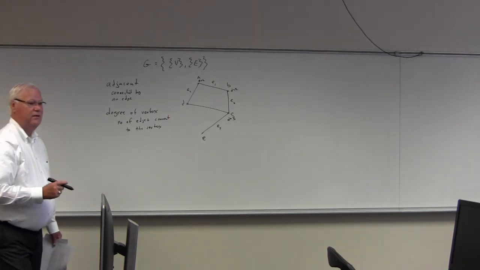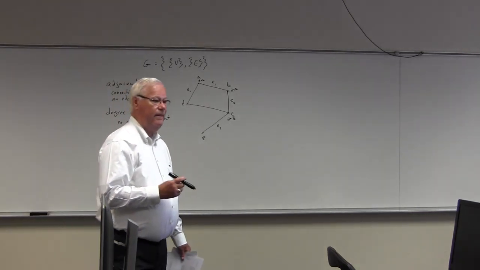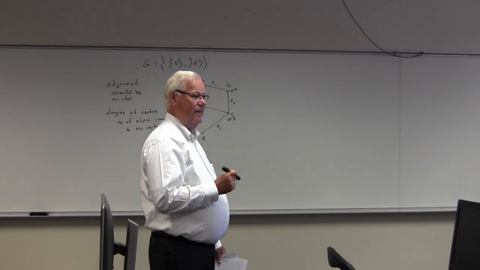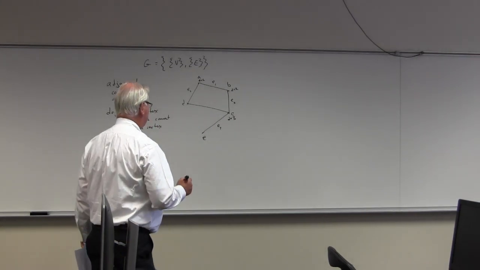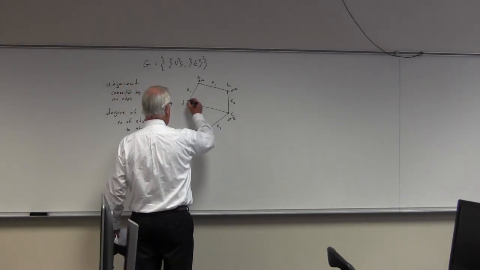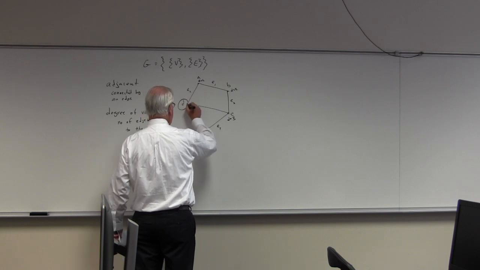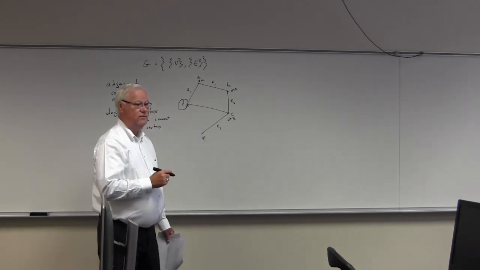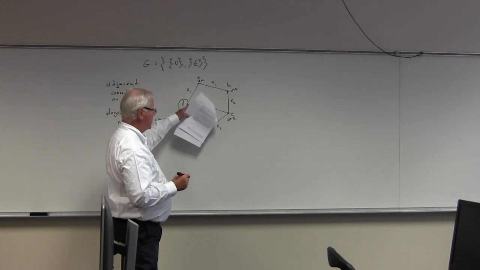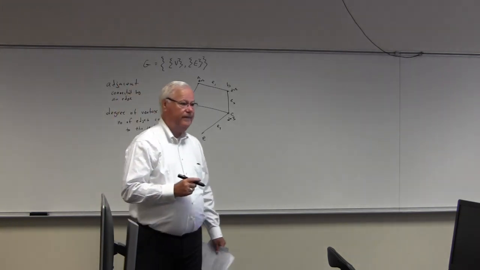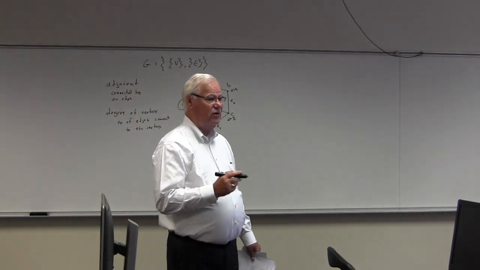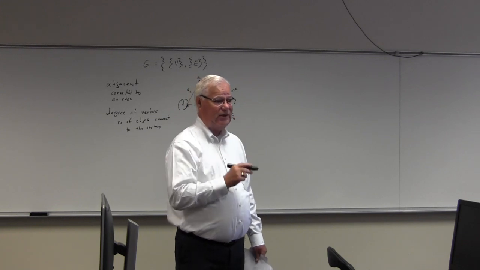Now, yes, sir? If you've got a vertex that's reflexive, would it have a degree of 2 or 1? Aha, very good point. If I have a self-loop, that's a degree of 2. Now this one has a degree of 4. So a self-loop would be 2 degrees because it has one going out and one coming in.